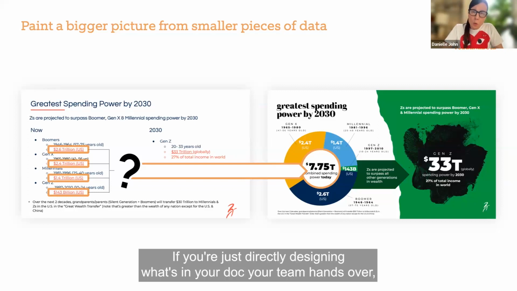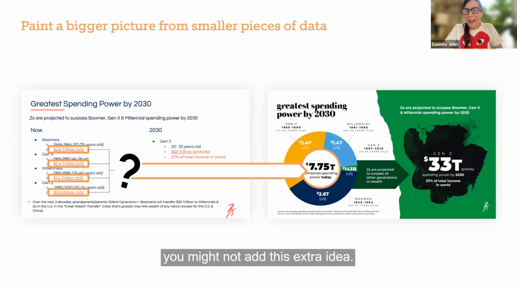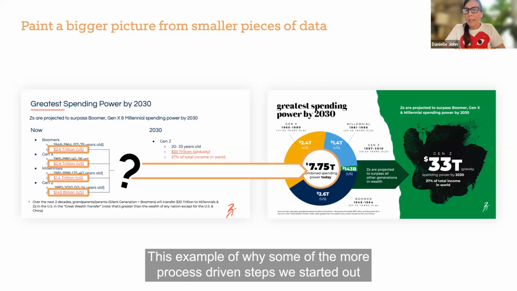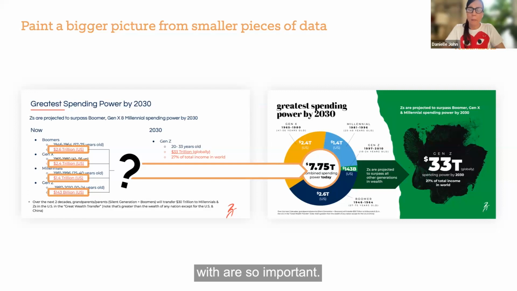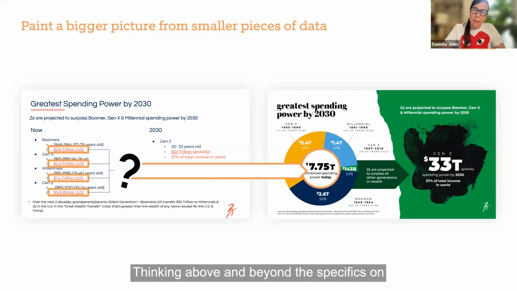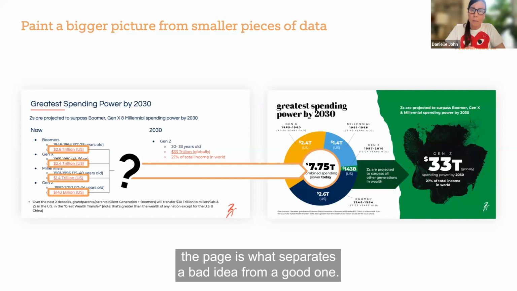The point isn't just that we move the data into a chart, it's about pausing to assess the data. If you're just directly designing what's in your doc your team hands over, you might not add this extra idea. This is an example of why some of the more process-driven steps we started out with are so important. Thinking above and beyond the specifics on the page is what separates a bad idea from a good one.